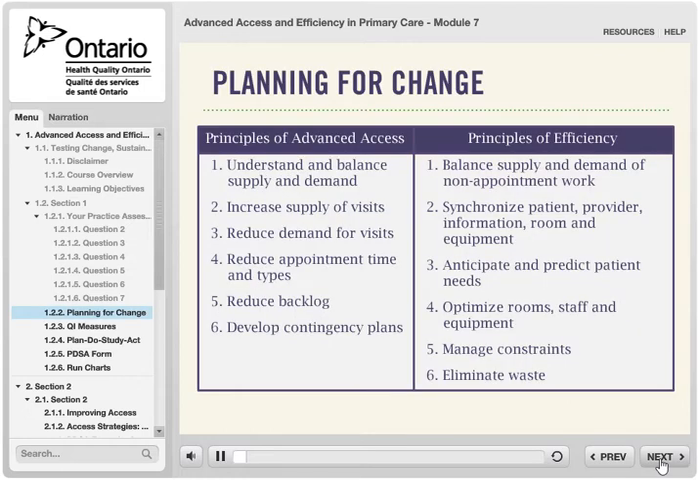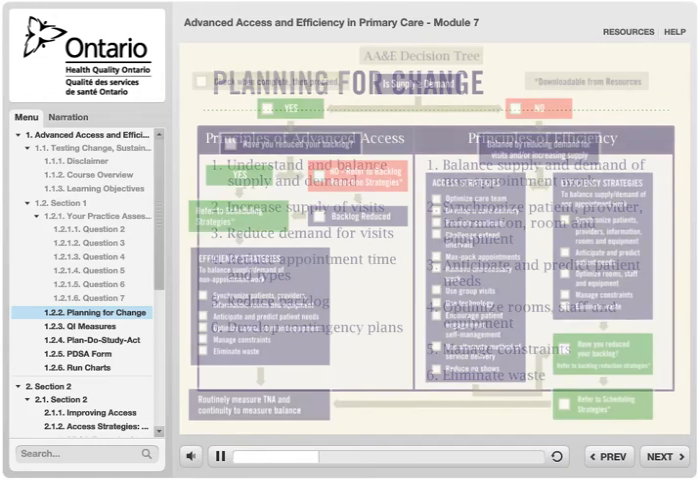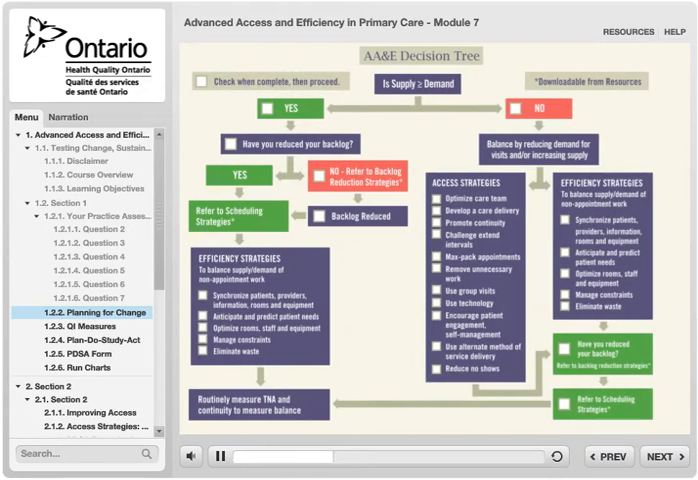You've learned balancing supply and demand for appointments is necessary for patients to be able to book an appointment when they need it. While completing Module 3, your improvement team identified areas for improvement and selected change ideas that made sense for your practice. Review your completed decision tree now. A printed copy should be in your QI file.